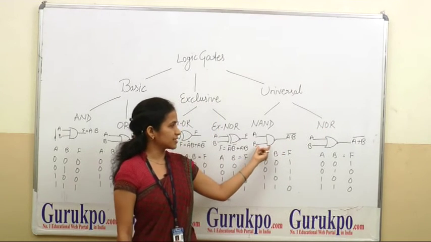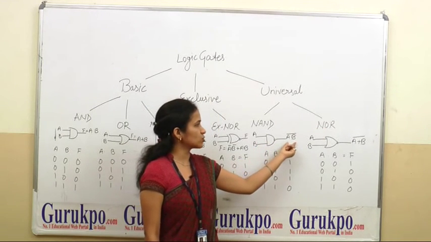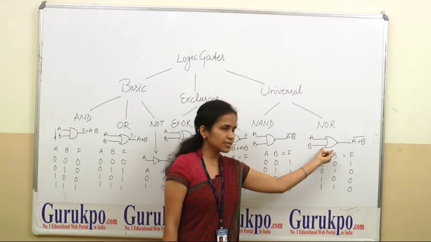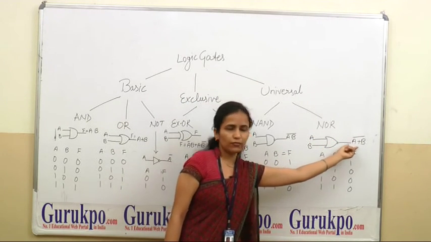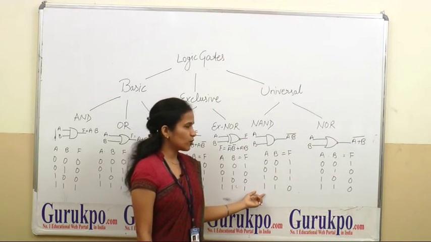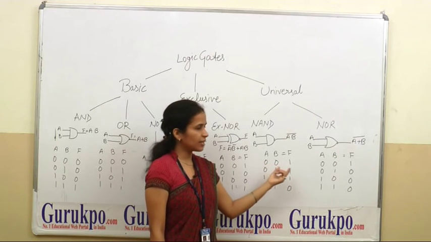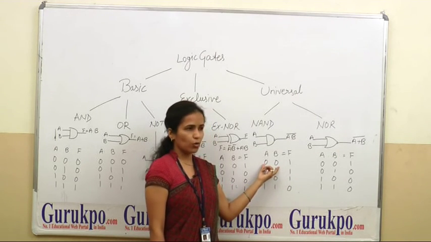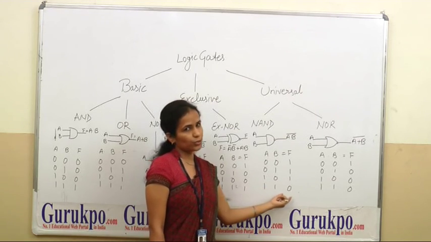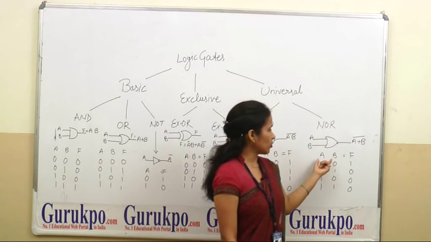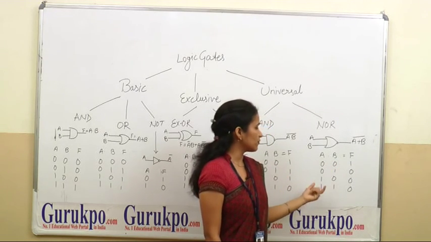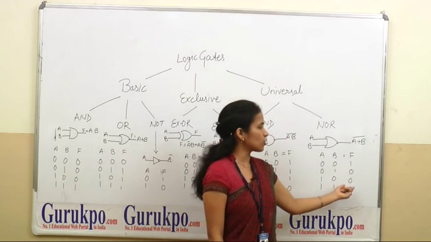This is the digital symbol of the NAND gate, and the equation of the NAND gate is A dot B bar. Similarly, this is the digital symbol of the NOR gate, and the equation of this gate is A plus B bar. So this is the truth table of the NAND gate. When both the inputs are low, then output is always high, but when both the inputs are high, then output is low. Similarly, in the NOR gate, when both the inputs are low, then output is always high, but when one of the inputs is high, then output is always low.